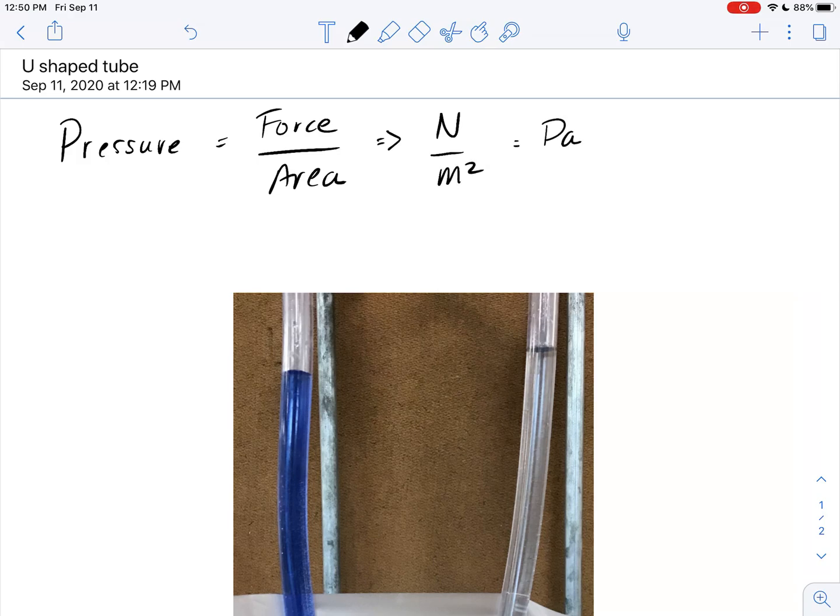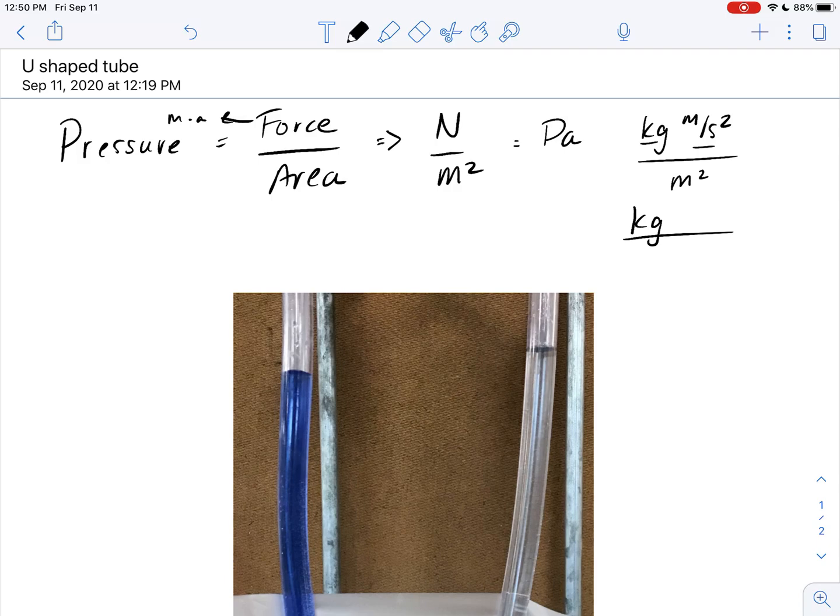Now let's break that down just a little bit more. A Newton is a kilogram meter per second squared. Again, it's because force is equal to mass times acceleration, so kilogram is the unit for mass, meter per second squared is the unit for acceleration. Meter squared is already in its most basic form. And now let's simplify this.